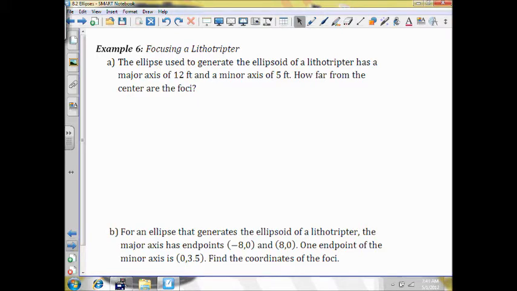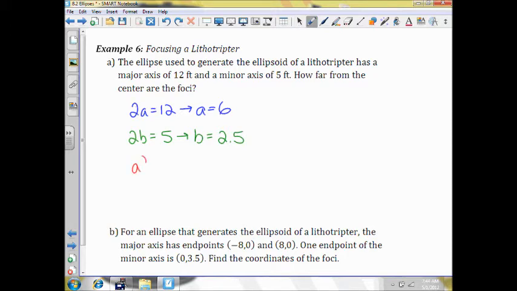Now, the ellipse used to generate the ellipsoid of a lithotripter has a major axis of 12 feet and a minor axis of 5 feet. How far from the center are the foci? So basically, we need to find our C value. That means 2A is equal to 12, which means A is equal to 6. The minor axis is 2B, so 2B is equal to 5, which means B is equal to 2.5.